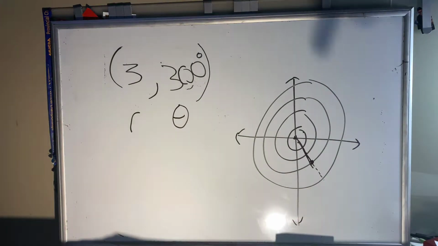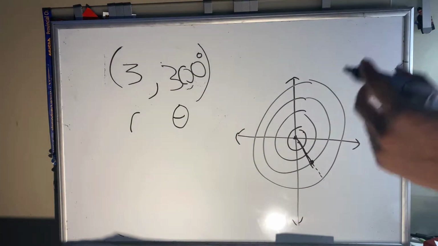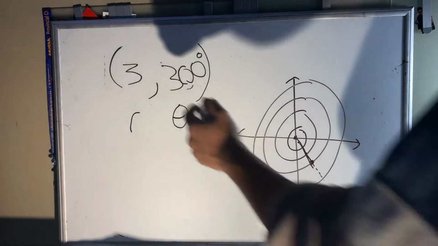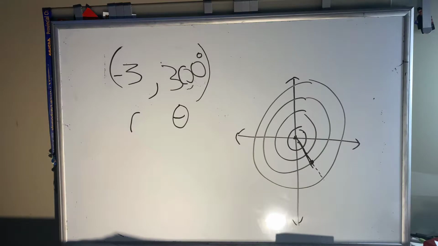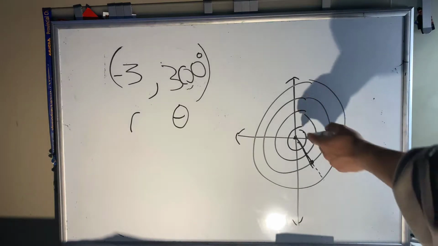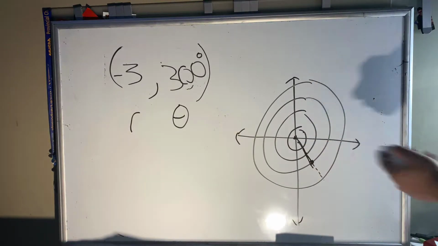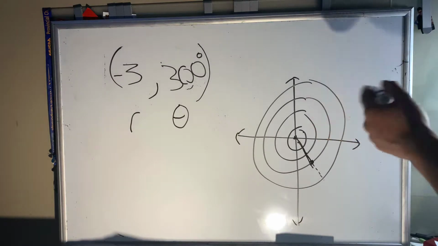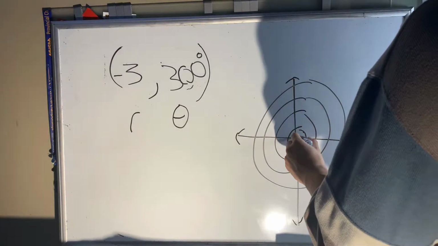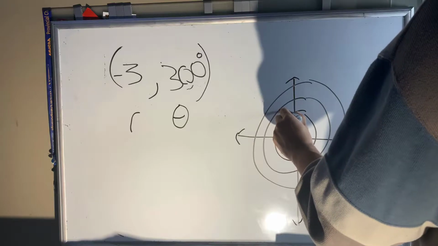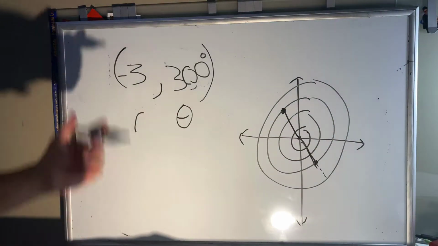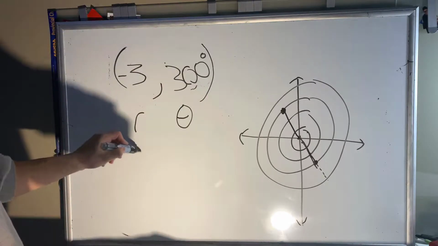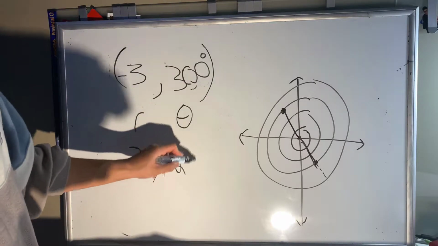Okay, now let's spice things up. What if I asked you to graph negative 3 and 300 degrees? Well, we have 300 degrees as a reference. The negative, or like the opposite of that, would practically be this length right here. An alternative for negative 3 and 300 would be 120.